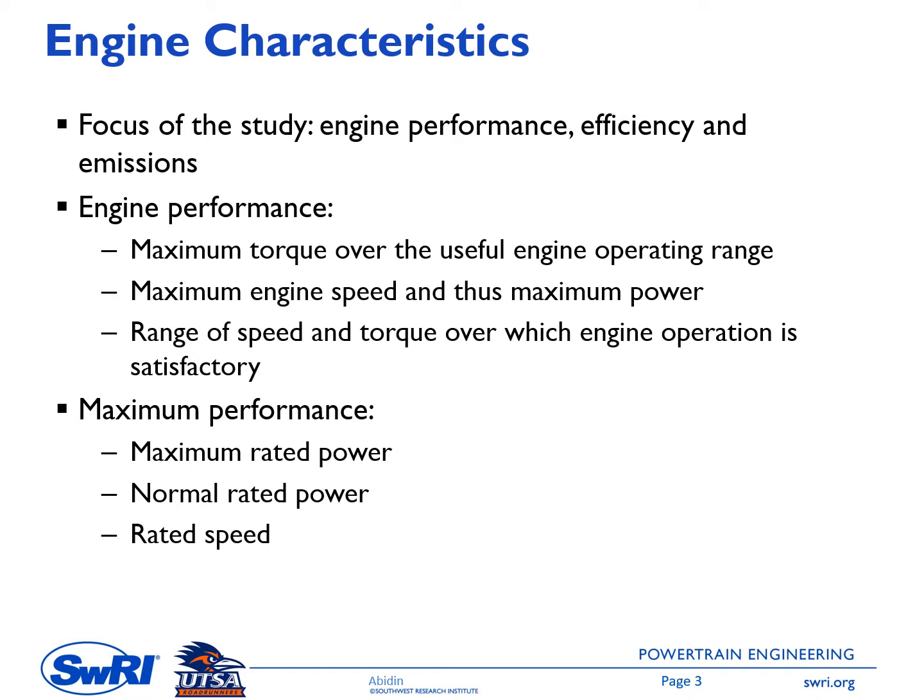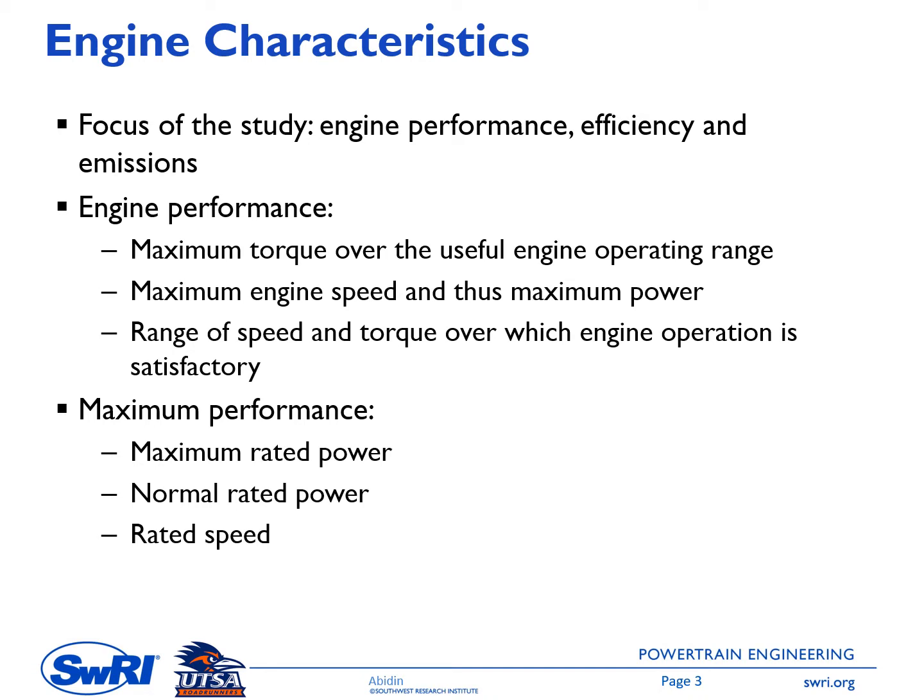Engine performance includes the maximum torque over the useful engine operating range, and then maximum engine speed and thus maximum engine power. And then the last one is the range of speed and torque over which engine operation is satisfactory. Regarding maximum performance, we will have a look at the maximum rated power and then normal rated power. So maximum rated power means the highest power an engine is allowed to develop for a short period of operation, so only for a short period.